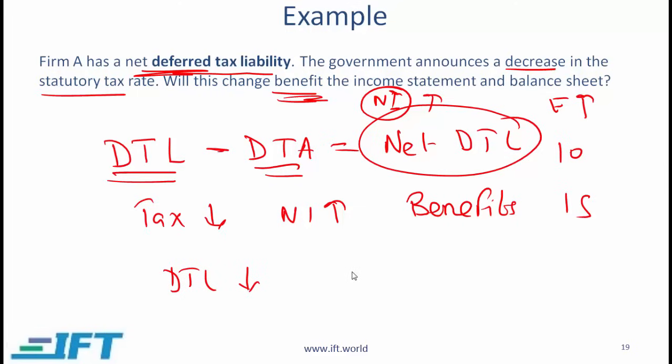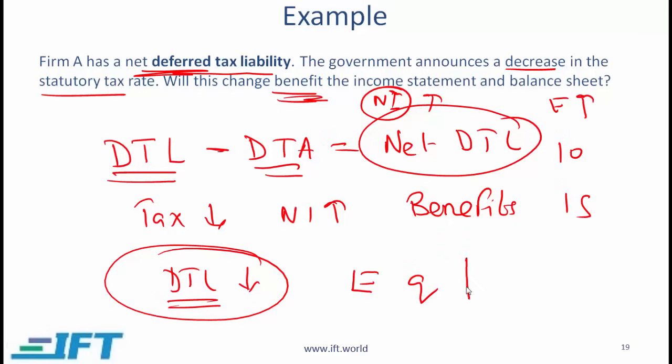The asset is not impacted, or assets in general are not impacted. Obviously the deferred tax asset also comes down, but we have bundled the deferred tax assets and liabilities into this net deferred tax liability. All other assets are not impacted. Since the net deferred tax liability is coming down, that means that the equity is going up, which again means that the balance sheet is becoming better. So a decrease in the statutory rate benefits both the income statement and the balance sheet.